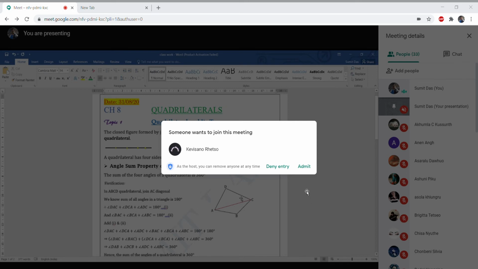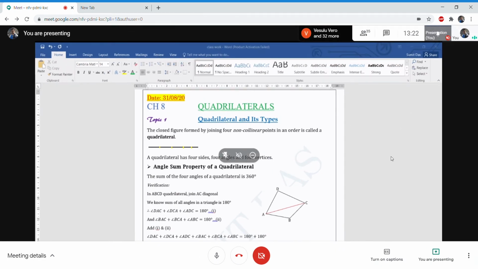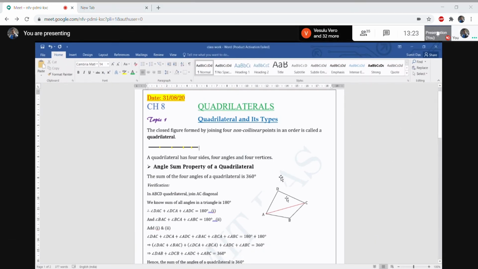So this will be our quadrilateral definition. Next part is some information. A quadrilateral has four sides, four angles and four vertices. I hope you can see one, two, three, four. Four sides, four angles are there. This angle, one, two, three, four angles, and four vertices A, B, C, D.